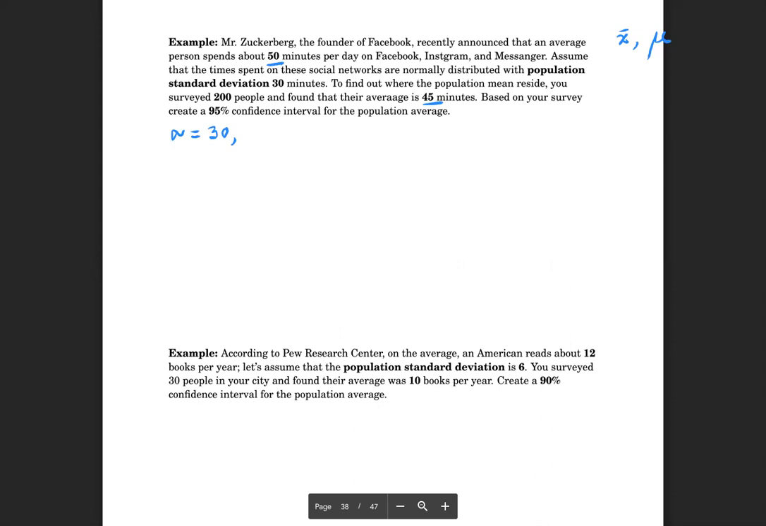Anybody? Is mu 45 and X bar 50? Okay. So first tell me what is mu and what is X bar? Mu is the population mean, and X bar is a sample. Perfect. Sample average is something you get from the sample data, from the sampling. And population average is something that's kind of given or a known fact.